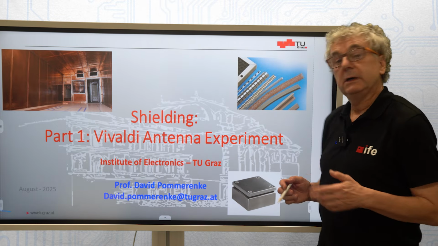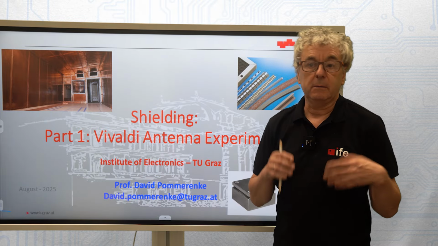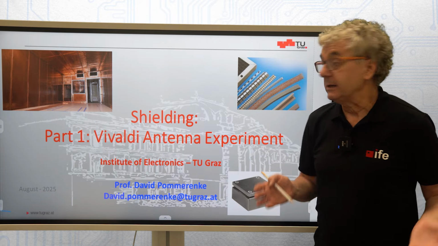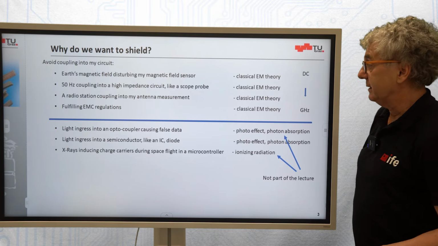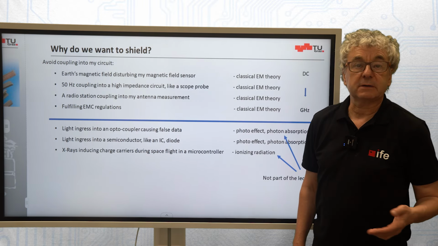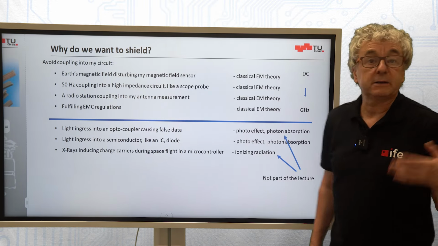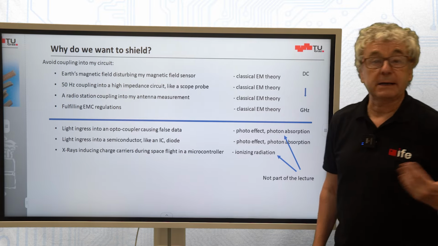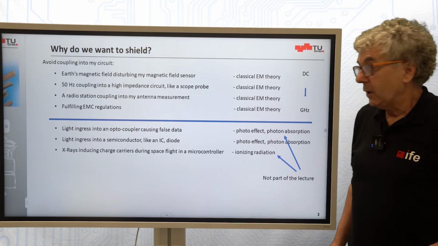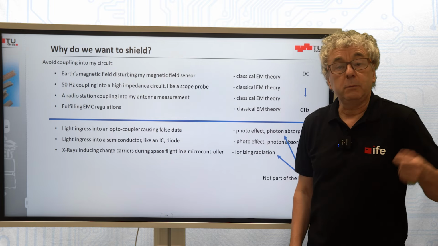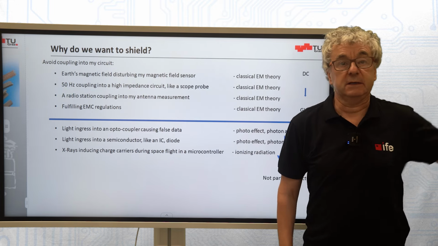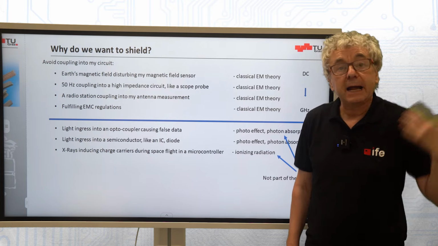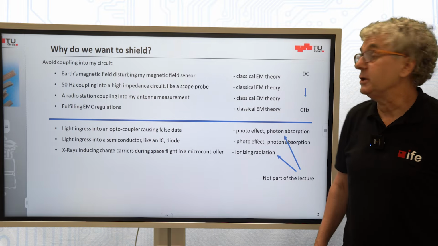And this video is the first one of a series of maybe 3-4 videos which cover shielding. So why do we want to shield? I'll give you a couple examples. For example, the Earth's magnetic field may disturb a sensor. That's a really low frequency problem, like a DC magnetic field problem. Or we have an oscilloscope probe here in the room and we touch it and we see 50 Hertz. That's coupling from the high voltage lines or normal power lines. It's a high impedance electric field shielding problem.